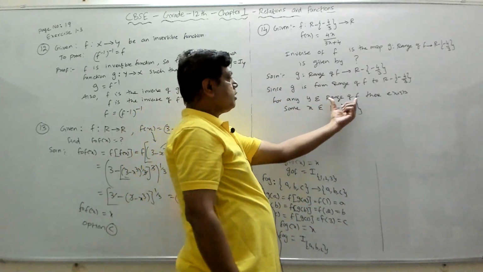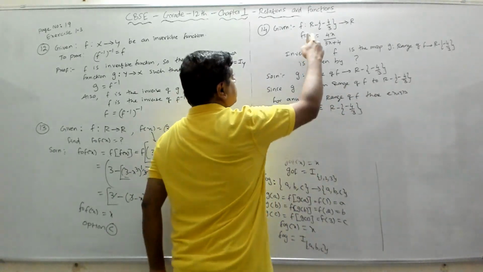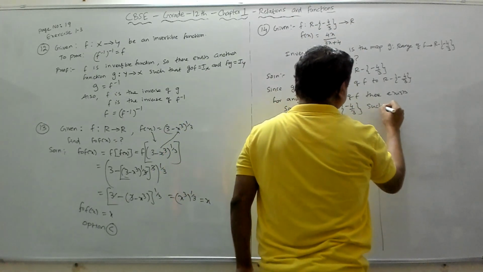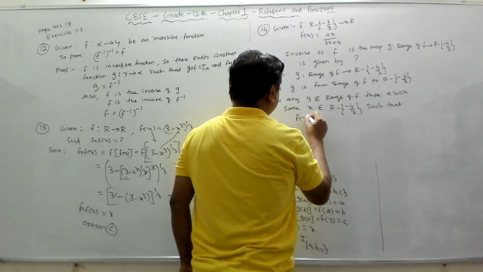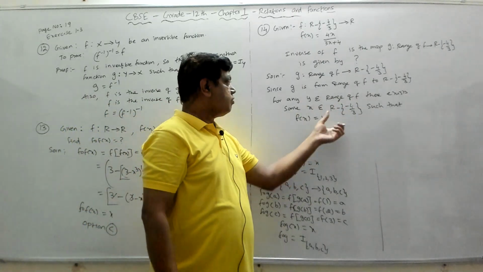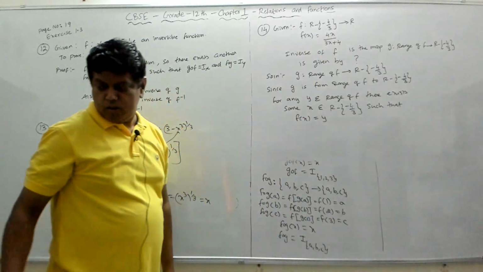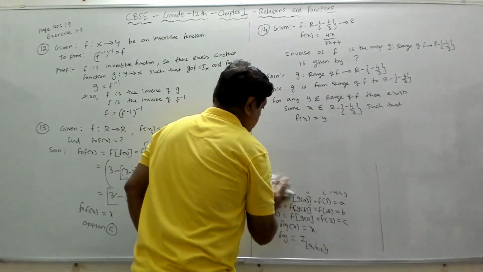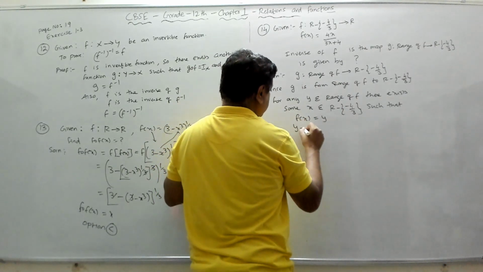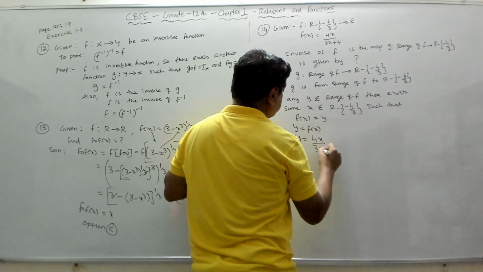Any y belonging to the range of f means there is some x from this set such that f(x) will be equal to y. Any element that you take from the range of f will be in the form 4x/(3x+4) equal to y. So now we substitute the value of f(x): y is equal to f(x), which is 4x/(3x+4).